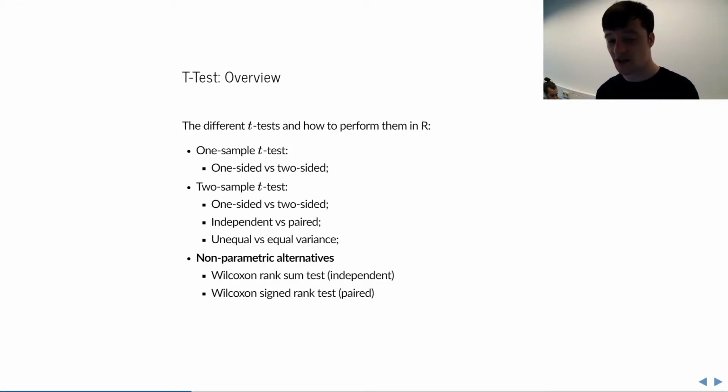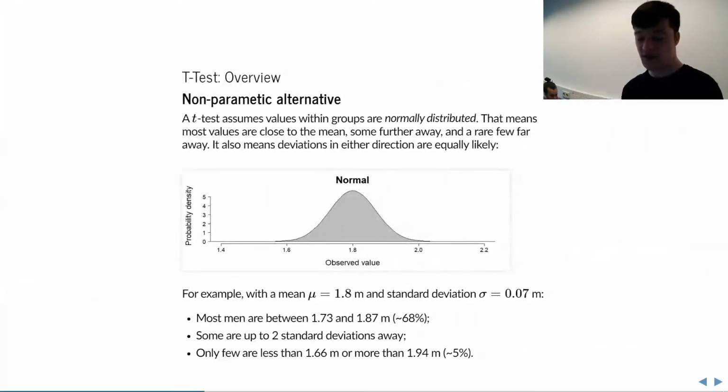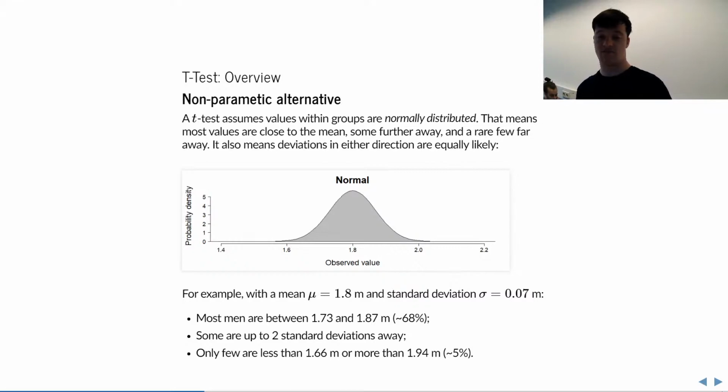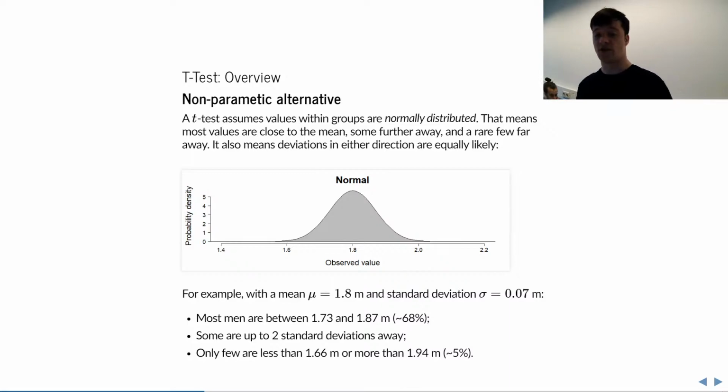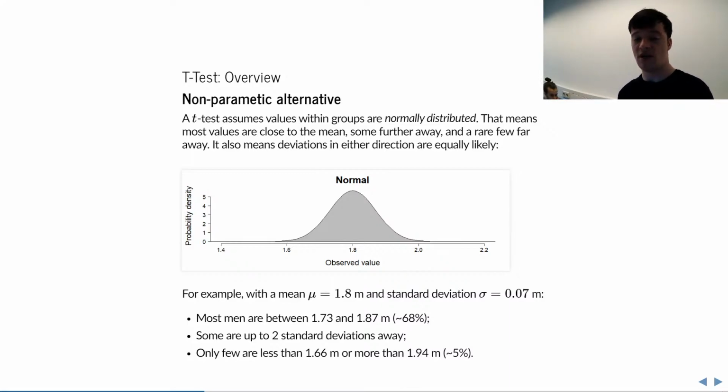Now, these are not t-tests, these are alternatives to the t-test when the t-test is not valid. So, something I didn't talk about yet is the underlying assumption of the t-test. It assumes that the values within the groups are normally distributed. This is what a normal distribution looks like. So you have a mean, and further values are exponentially less likely. It's symmetric, it's continuous, goes all the way from minus to plus infinity.